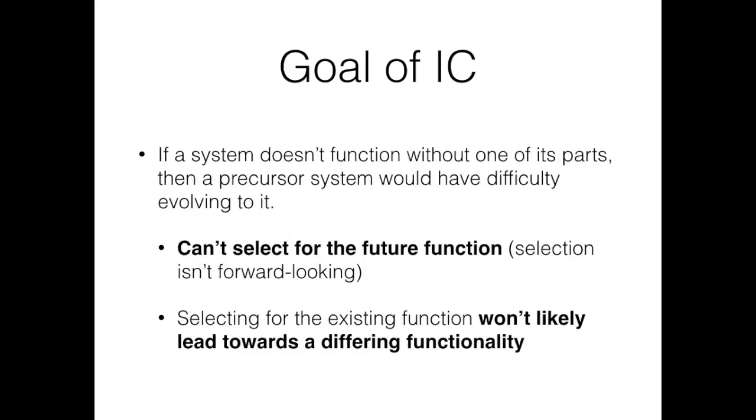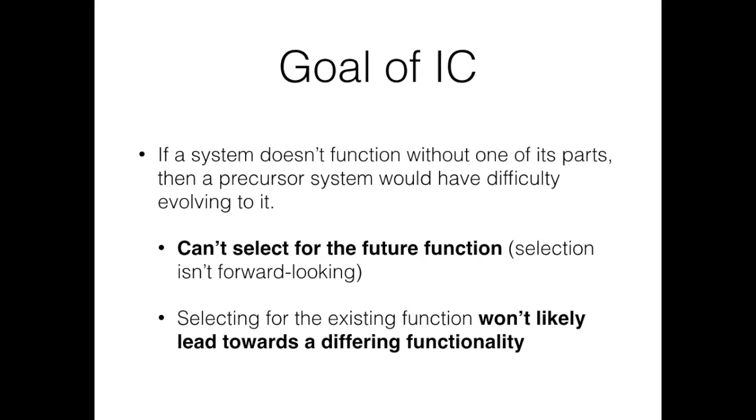So the goal of irreducible complexity is to say that if a system doesn't function without one of its parts, then a precursor system without that part would have trouble evolving to it. Because selection, the whole idea behind random mutation and natural selection, is to have design without a designer, right? So they're specifically looking for a mechanism that is not forward-looking. Selection does not look forward to future function. It only deals with current function.